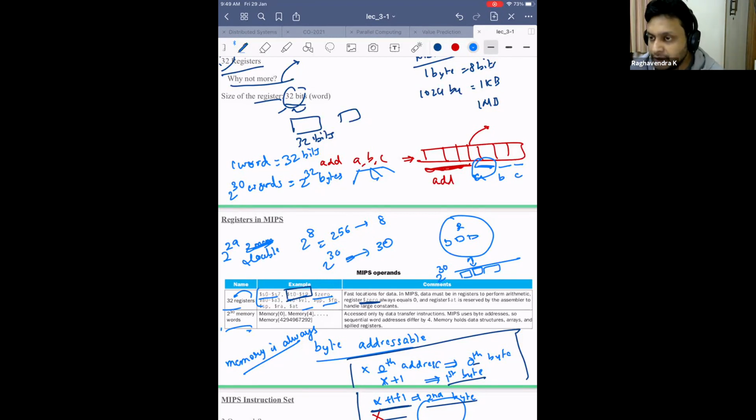What is a double memory word? It is 64 bits, right? So finally, I have to convert everything to how many bytes there are in the system. If it is 2 power 30 memory words, each word is 32 bits or 4 bytes. So it's 2 power 30 into 2 power 2, which is 2 power 32 bytes in the system. So I need 32 bits to access the memory. That's why I have 32 bits.